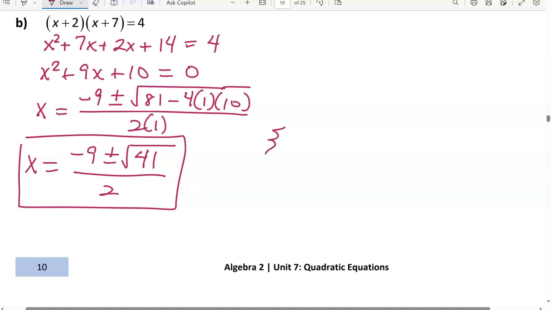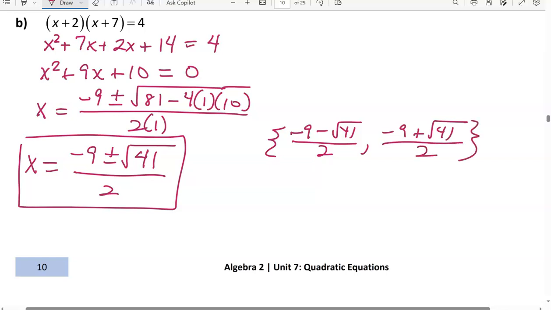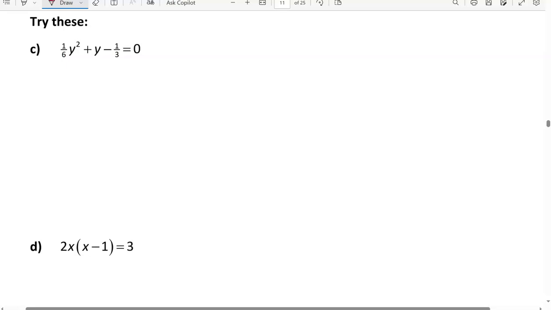If you wish, you can write your answer in solution set form. Negative 9 minus the square root of 41 divided by 2, and the second solution, negative 9 plus the square root of 41, all divided by 2 as well. Now here's one for you to try. Try C and pause the video while you do this.